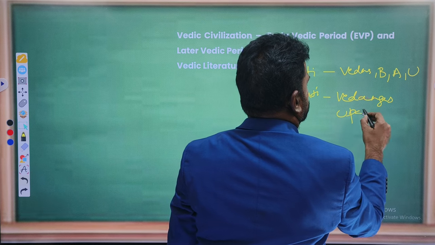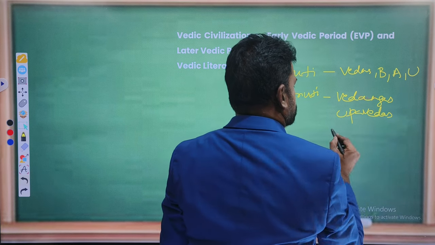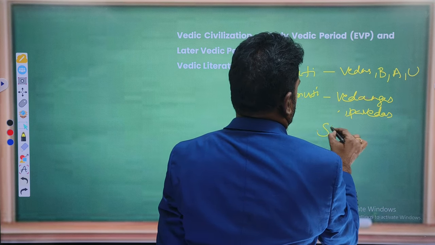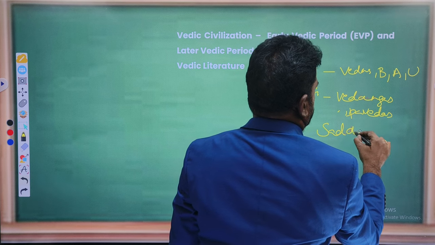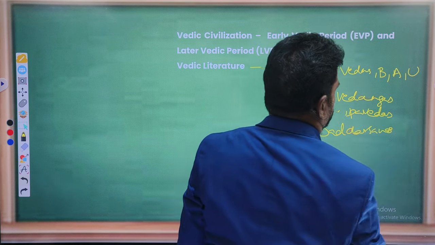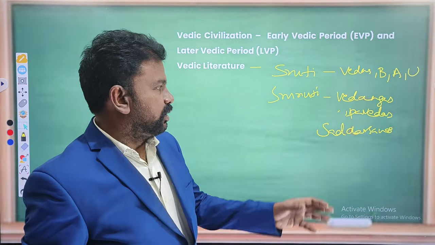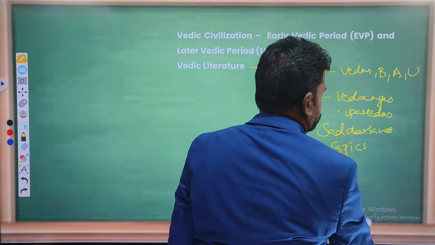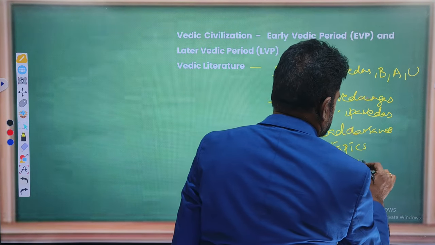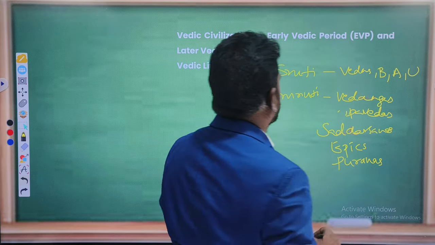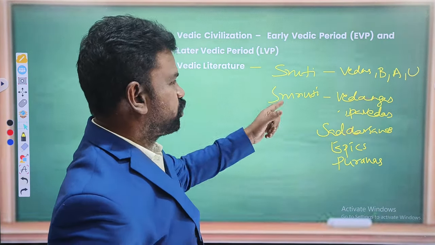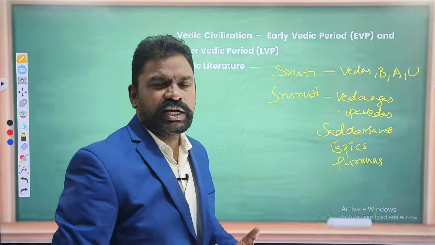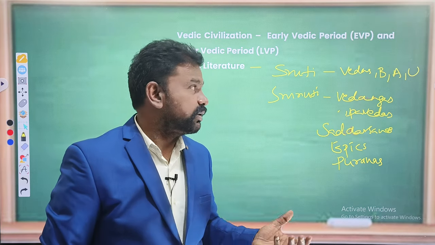Vedangas, Upavedas, Shaddarshanas, Epics. There are two epics, and Puranas. All this comes under the Smriti. Smriti means to remember. Vedas are four: Rig Veda, Yajur Veda, Sama Veda, Atharvana Veda.